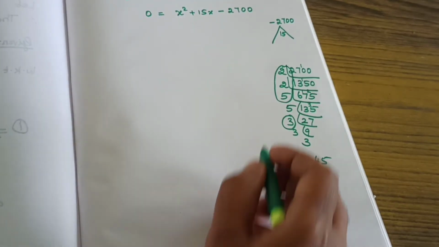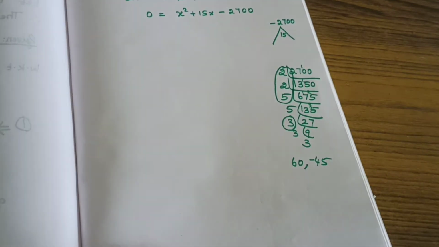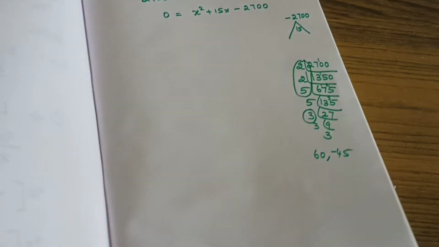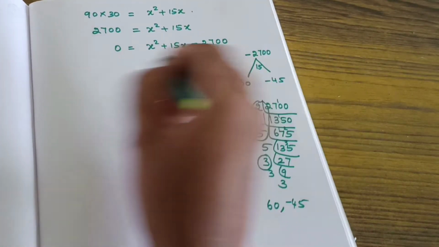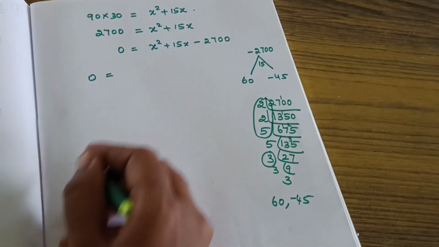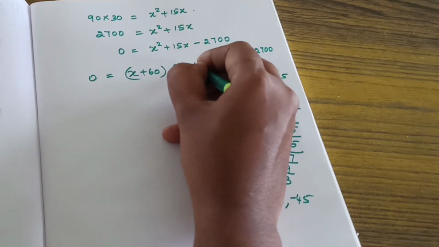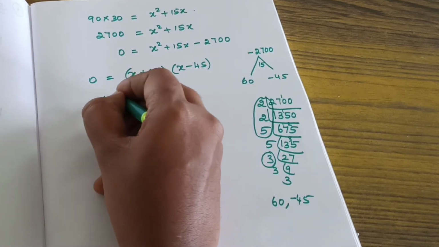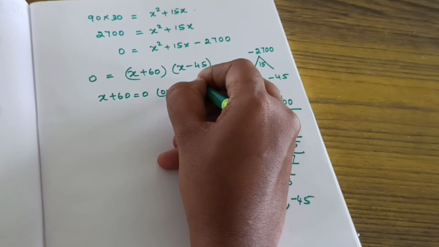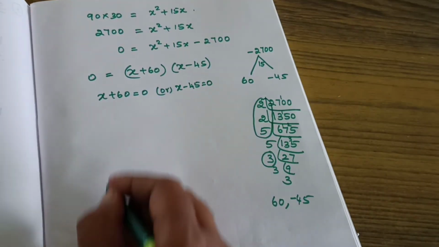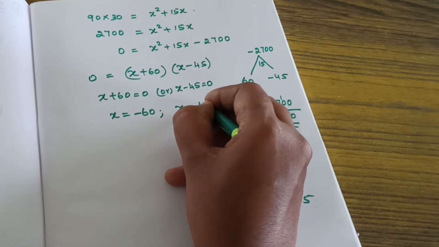So we are getting the answer, and the minus value we need to take. Here minus means correctly it will come. So 60 minus 45 is 15. So 0 is equal to (x + 60)(x - 45). So x plus 60 equal to 0 or x minus 45 equal to 0. So x is equal to minus 60 or x equal to 45.